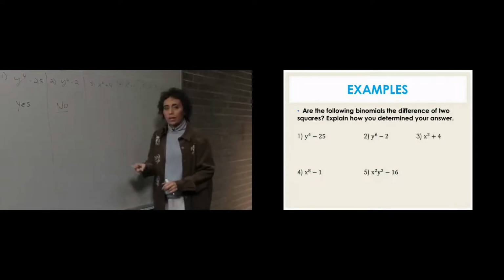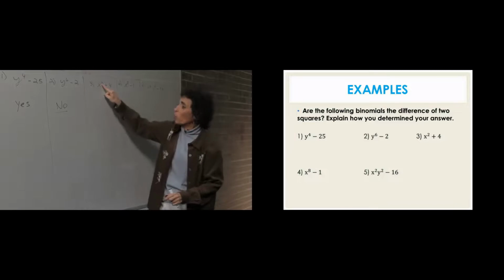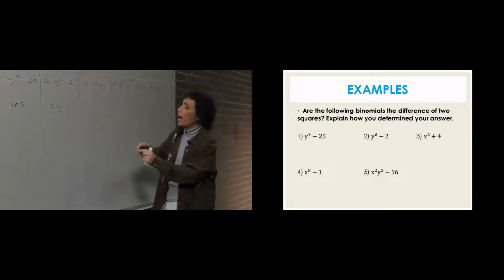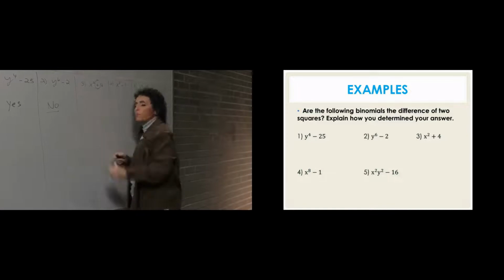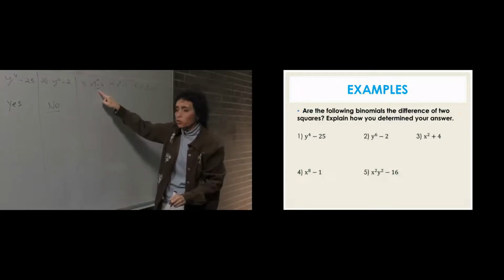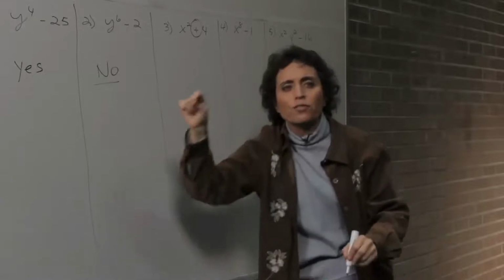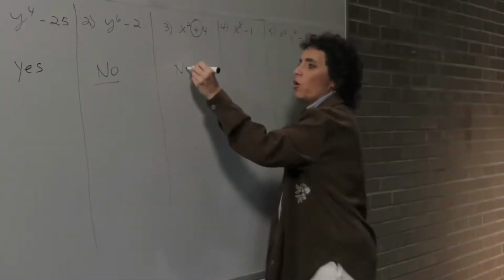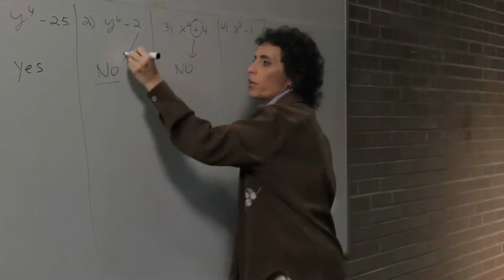All right, ready? Number 3. x squared is a perfect square because that's even. 4 is a perfect square, but here's the problem. That's a plus. That's supposed to be a minus. It's called the difference of 2 squares because it's got to be separated by a minus sign. So this is no also. Here's why it's no.